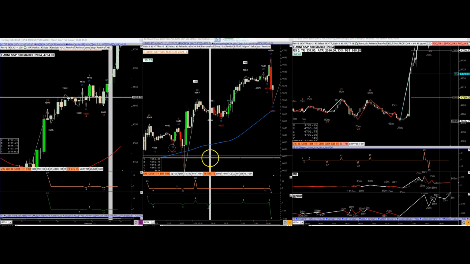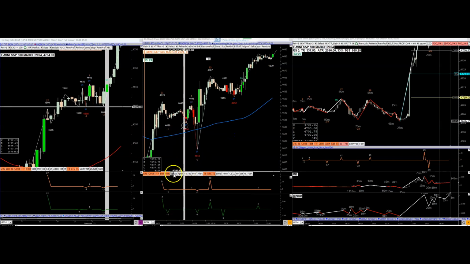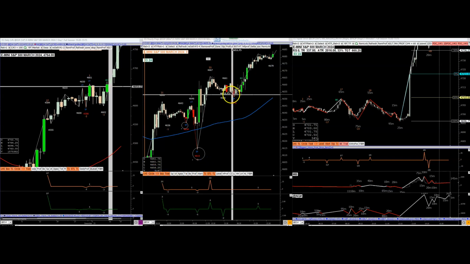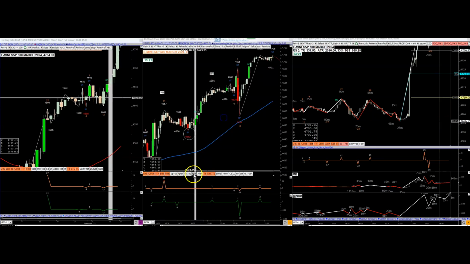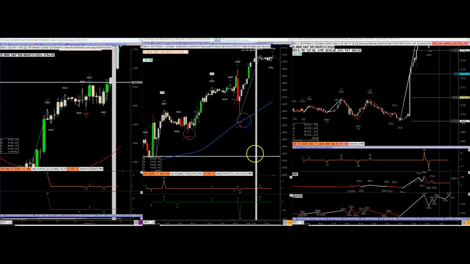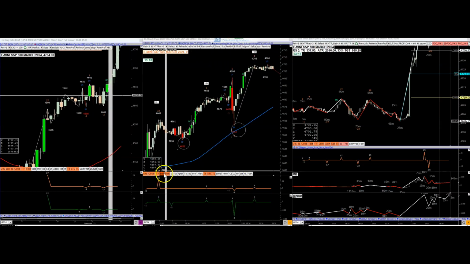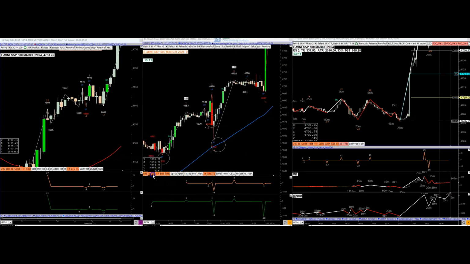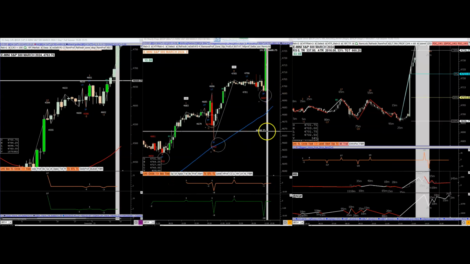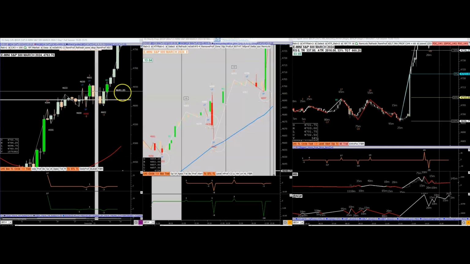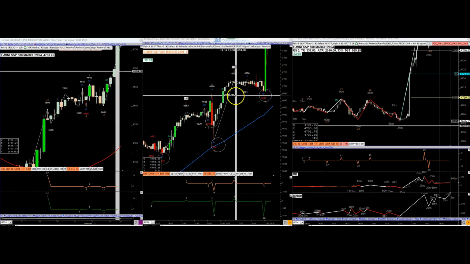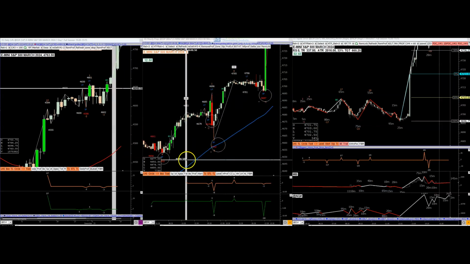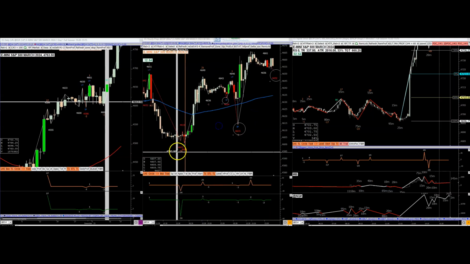Every single rally high comes from a spring. Spring, spring, spring, even this one, spring, and spring. You see, every single higher high that's been made all comes from springs. Spring, spring, spring, spring, spring, spring, spring.